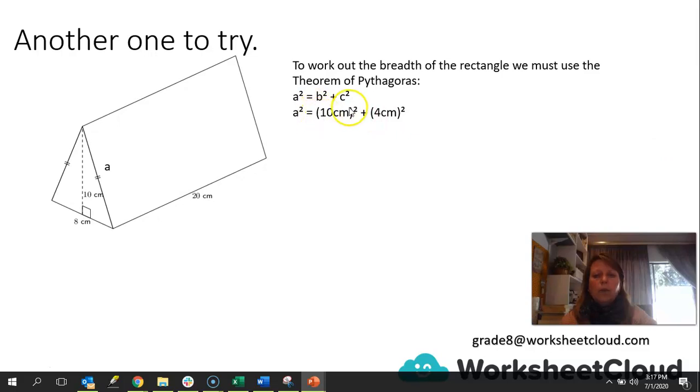See, again, I have written this in brackets. Why? Because the whole thing needs to be squared. If I didn't have brackets, it would mean that it was squared already. So 10 times 10 will give me 100. 4 times 4 will give me 16 centimeters squared. We add those together, we get 116 centimeters squared. Remember, that gives me A squared. I don't want A squared, I want A on its own, which means I have to square root the 116, and I end up with 10,77 centimeters.